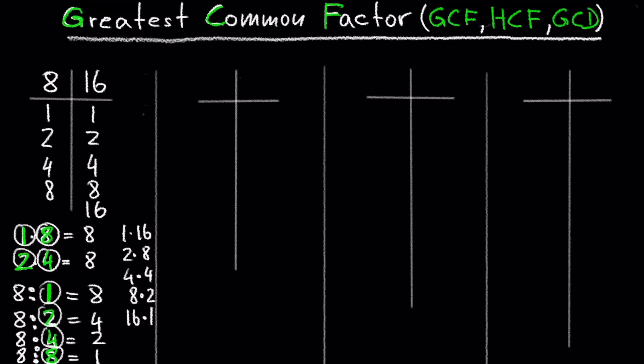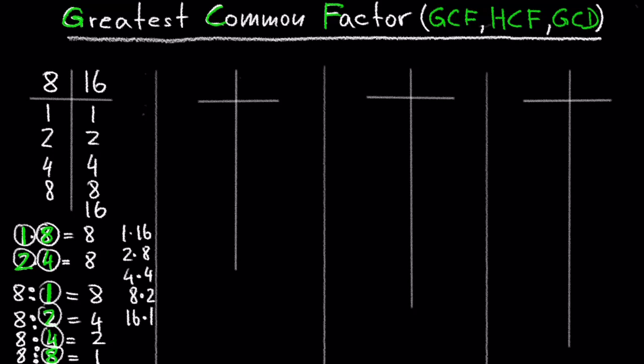By the way, we see that the number 1 and the number itself are always factors of the original number. In other words, 1 is a factor of 8 and 8 is a factor of 8. 1 is a factor of 16 and 16 is a factor of 16.